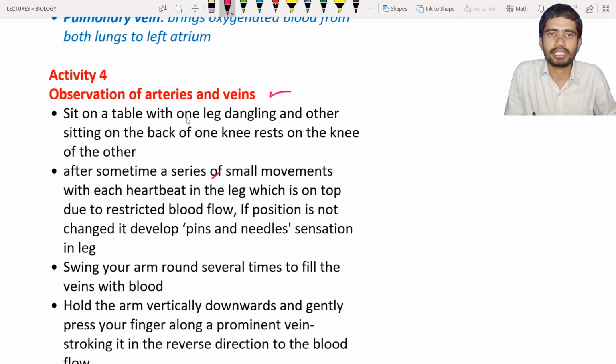Sit on a table with one leg overlapping the other. So let's consider this is the table and you have to sit over here, with one leg above the other. What happens after some time? The leg which is kept above is going to feel a tingling sensation, some kind of pins and needles in the leg. Why? Because one leg is overlapping the other, the blood vessels present over here will be compressed, and the blood flow will be restricted. As a result, the tissue will not get enough oxygen, and so on. As a result, there will be a sensation of pins and needles over here.